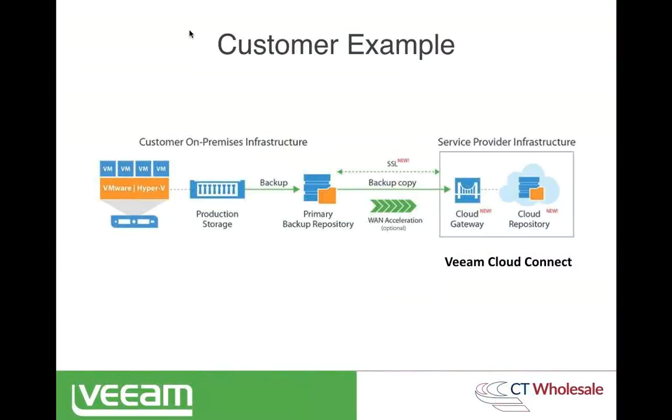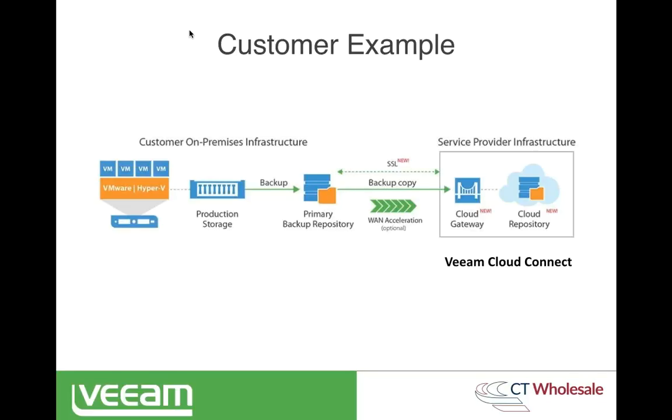So if we look at a customer example, on the left-hand side of the slide, you've got the customer's VMware or Hyper-V virtualized infrastructure, some production storage, which would be your SAN, and then backup to the primary backup repository, which could be a NAS drive or a tape drive. So standard kind of infrastructure on site.